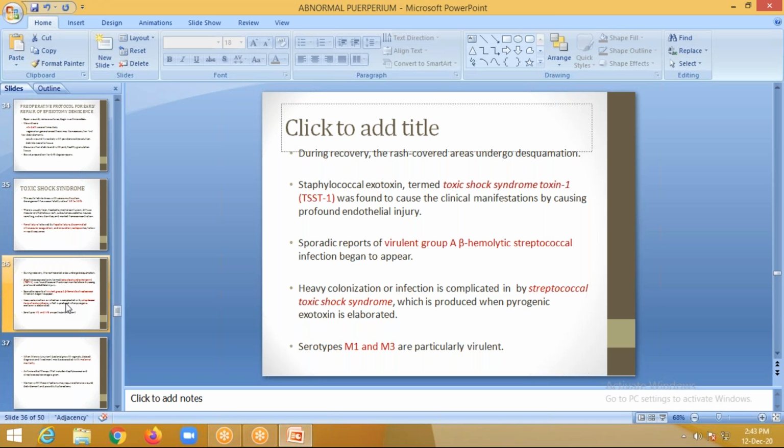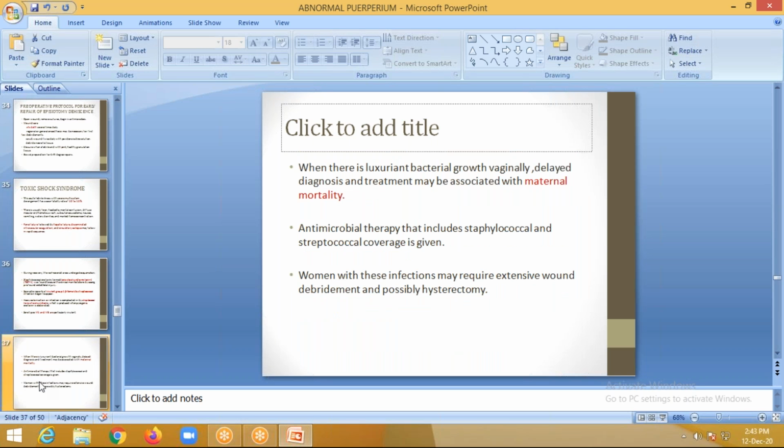Serotypes like M1 and M3 are particularly virulent. It is mostly due to toxic shock syndrome toxin 1, and this is very virulent, and it can cause maternal mortality. Antimicrobial therapy that includes staphylococcal and streptococcal coverage is given. Women with these infections may require extensive wound debridement and possibly as extensive as hysterectomy.